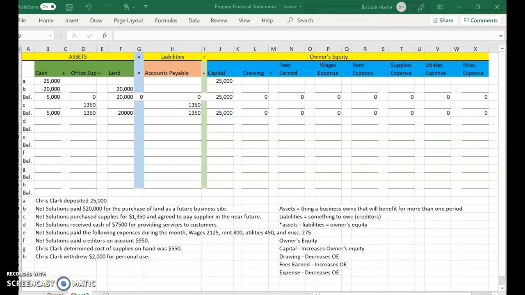Okay, another thing to point out, when you record a liability, think about when you charge your credit card. When you charge your credit card, your balance goes up. Your liability goes up. But then when you pay some of that balance off with cash, your balance will go down. That's kind of what liability is. Let's look at the next one for D.